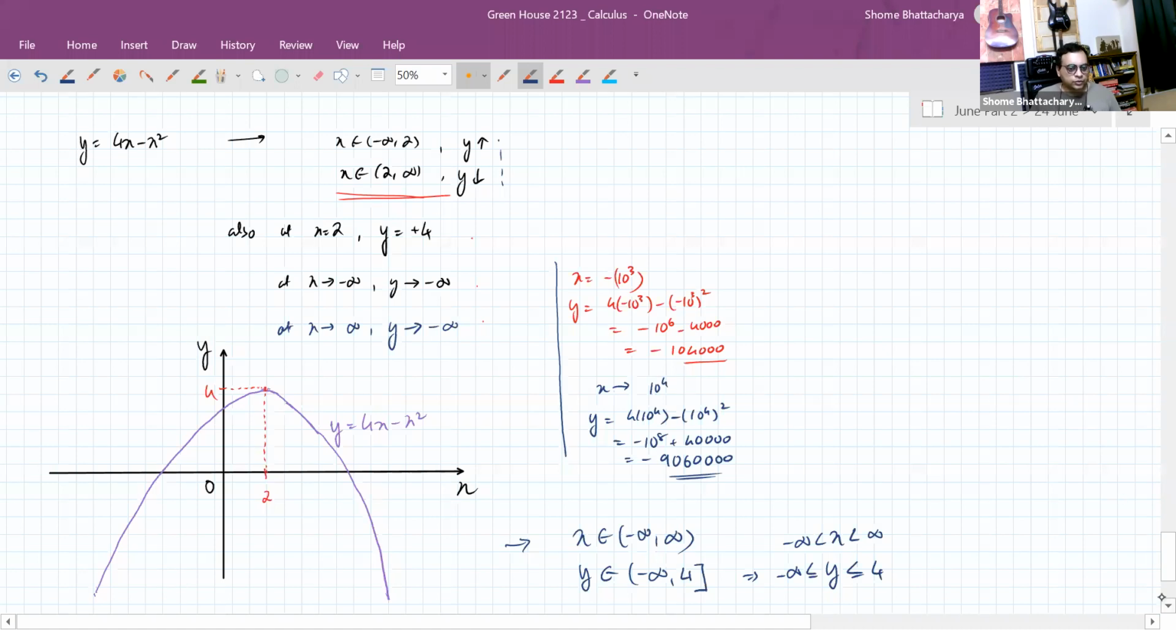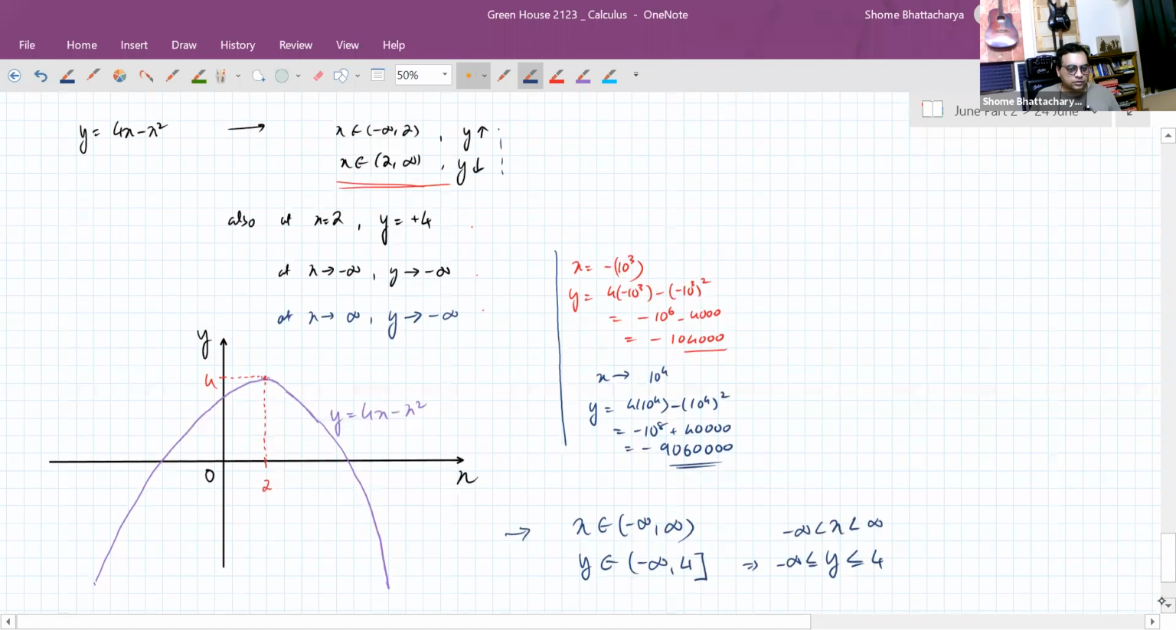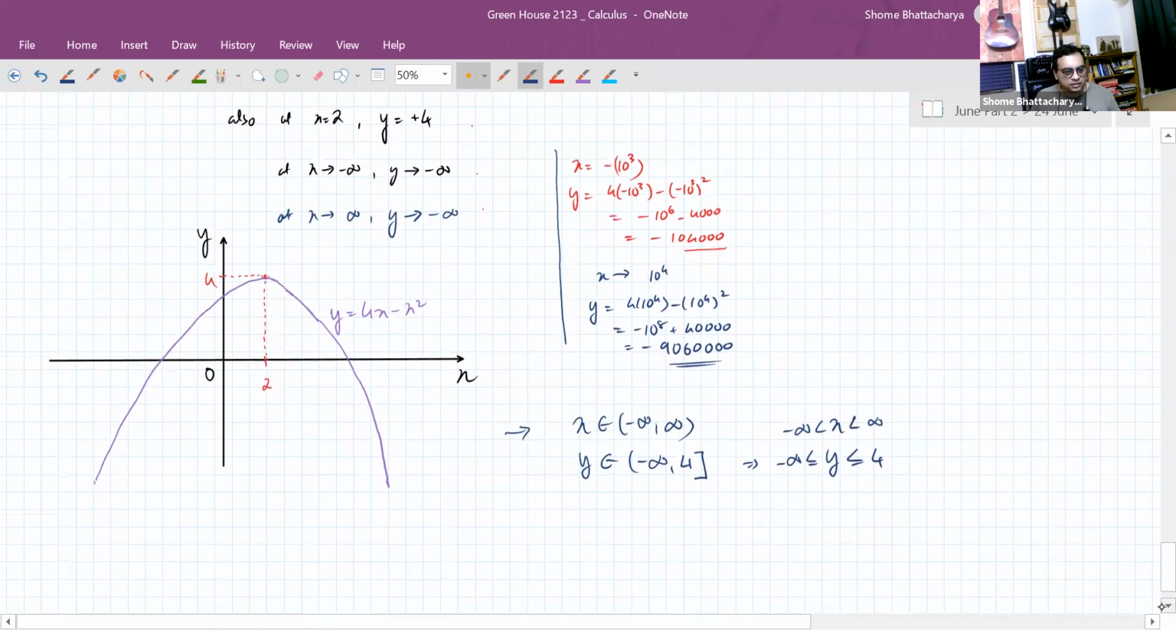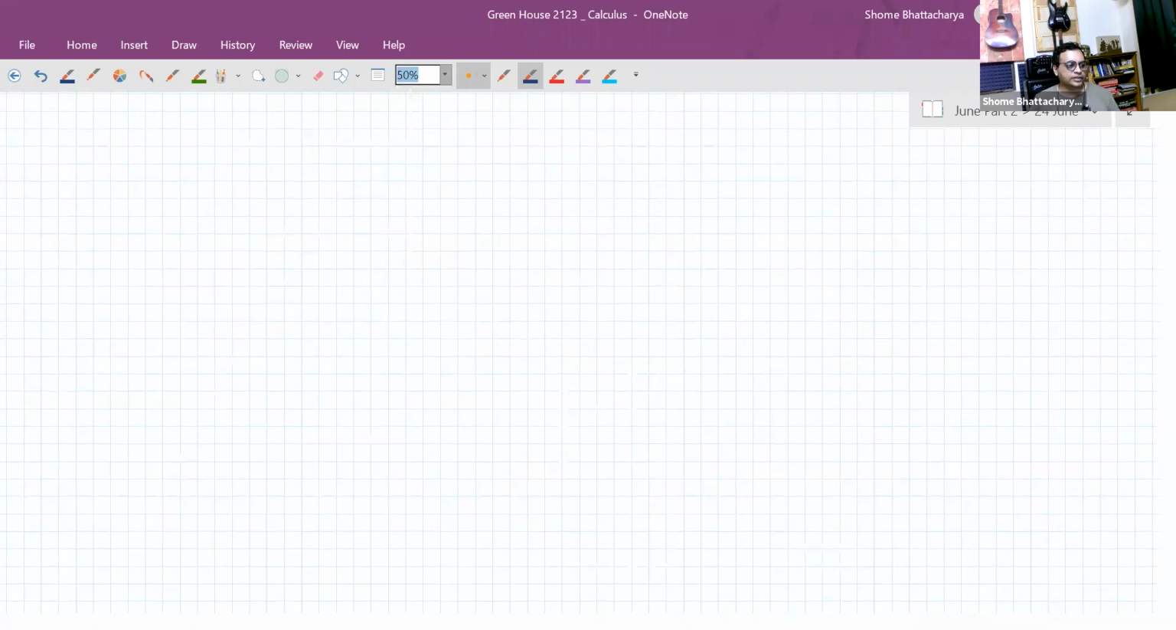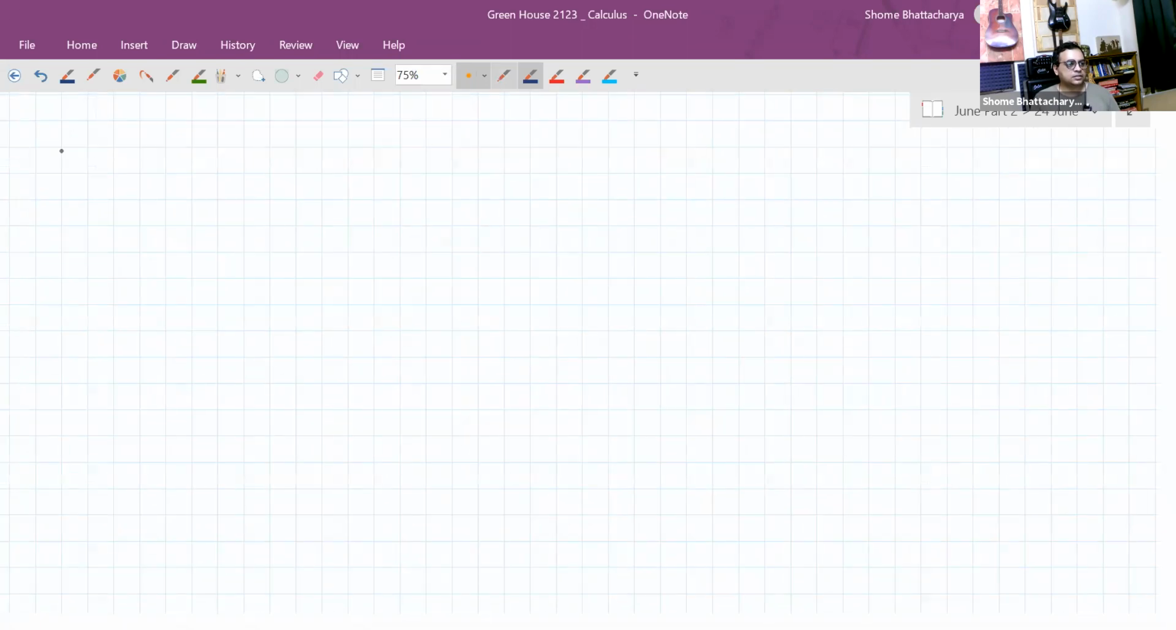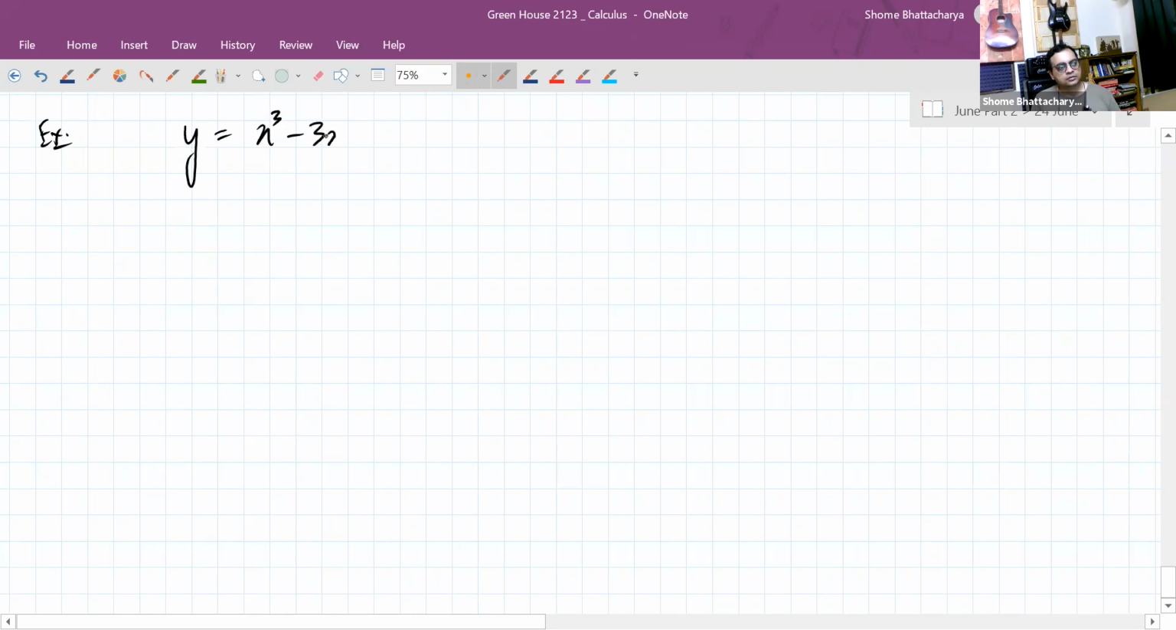Okay, so now this kind of analysis gives us a lot of interesting data about functions. For example, now if I take a function which is having more degrees. So let's take as an example a cubic function. Now suppose I have y is equal to x cube minus 3x.